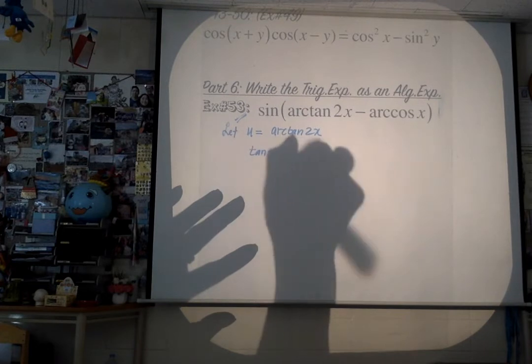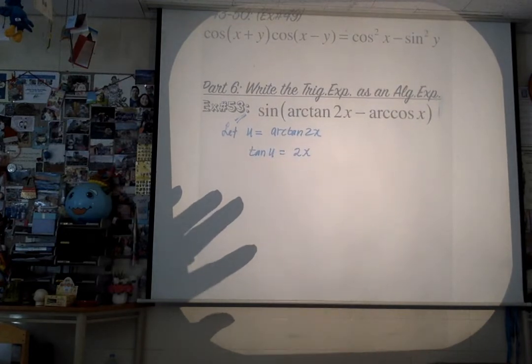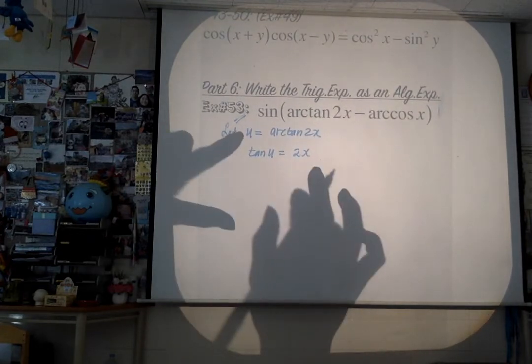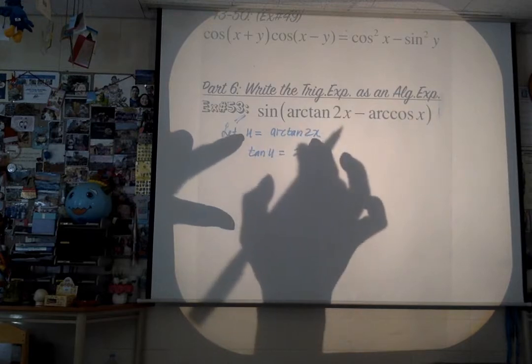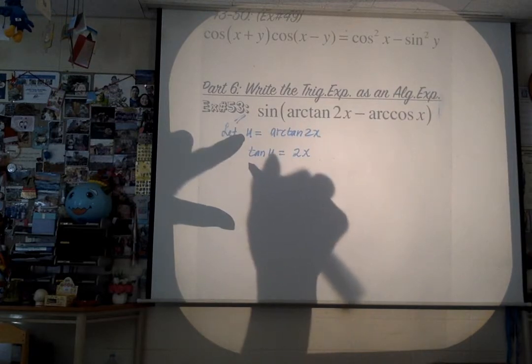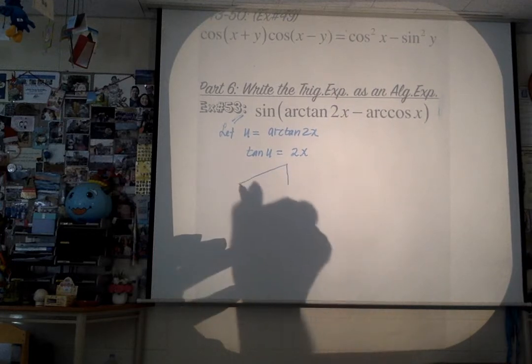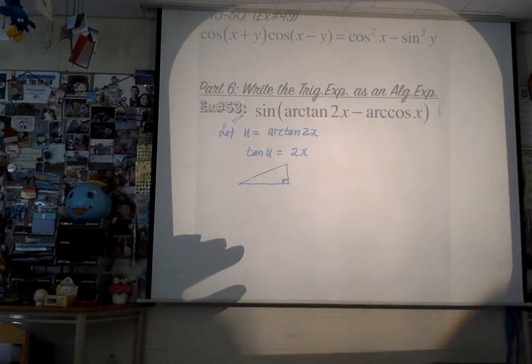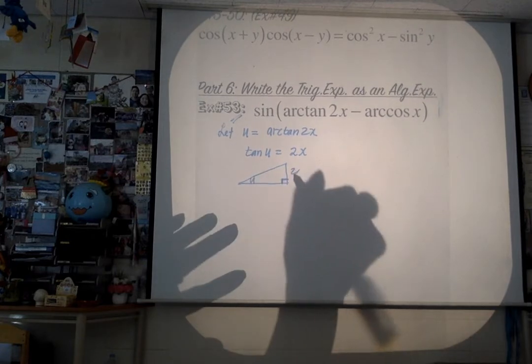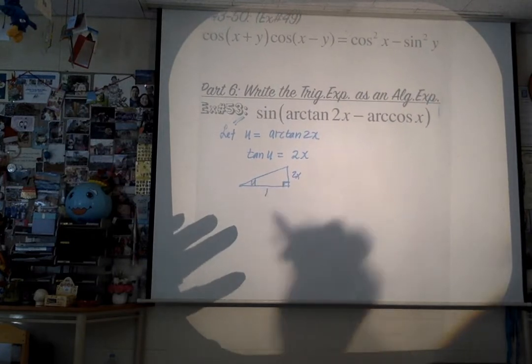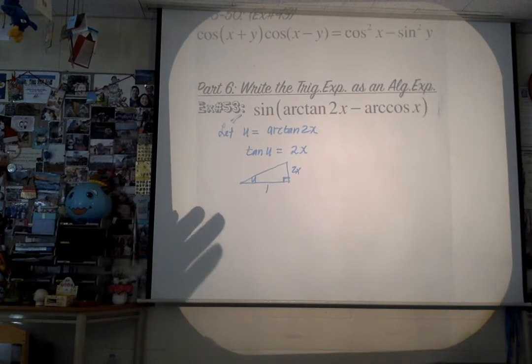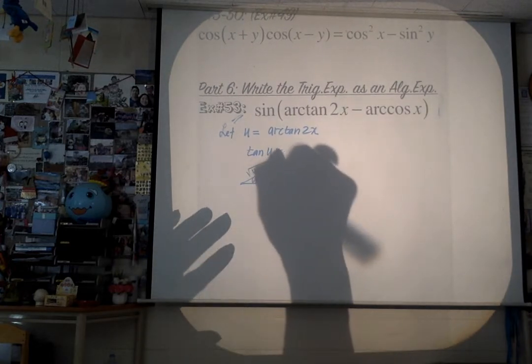That means tan of u is equal to 2x, correct? Isn't that what this means? Because arctangent of 2x is u. That's your angle. When you take the tangent of the angle, you get this ratio. That means if you had a triangle, tangent of u is going to equal 2x over 1. What does that tell you about the hypotenuse? Exactly. Square root of 4x squared plus 1.